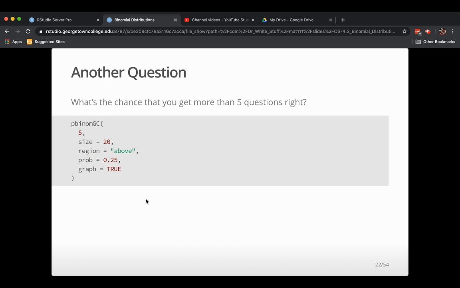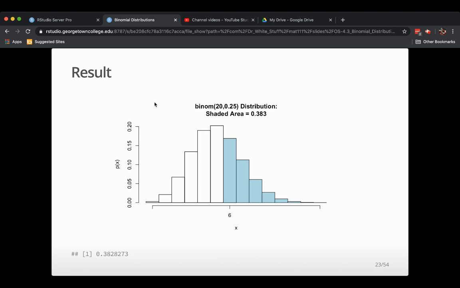If you were to run this in RStudio, in the plots window, you'd get this graph here. And you would get this probability down in the console. The chance of getting more than 5 right is about 38%. Notice that when you put your boundary number as 5 and your region is, quote, above in the R function, then you start at the next higher number, 6.